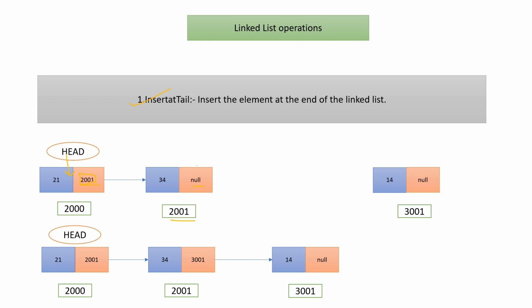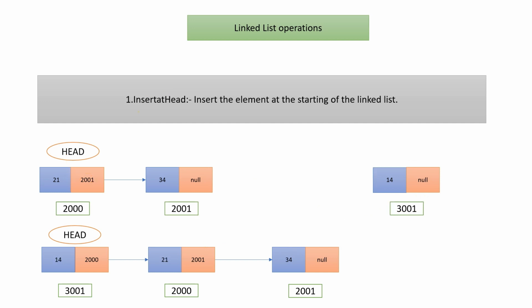That's why we put the null. We have created a new node, named n, and we insert the address of the n node into our last node, where the next is null, so that it saves the address of the new node and points to our new node. So this is how the insertion at tail will occur. Let's move forward to insert at head.